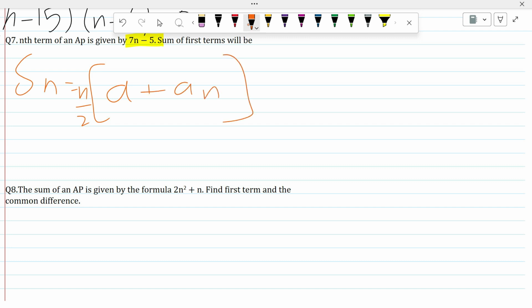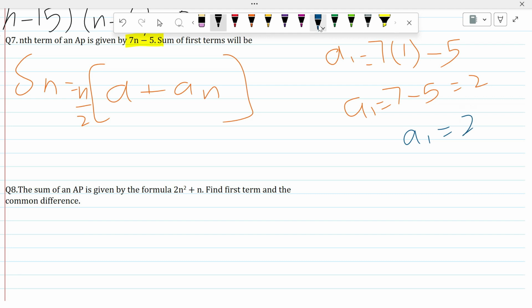Okay, for the first term I would do one thing. What is that? I would put 7n, the value of n is 1, minus 5. Now 7 minus 5 is equal to 2. A1 is equal to 2. Okay, here I write. Let me highlight this because this is a value to remember.